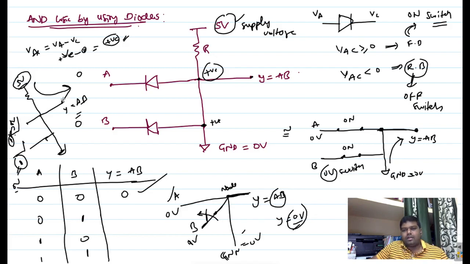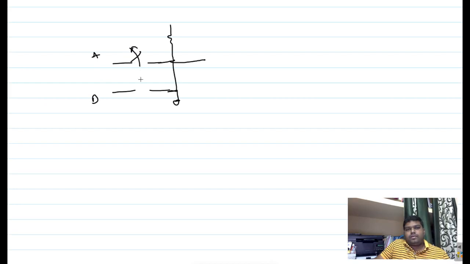Right, we don't have any current. Why? Because this output terminal is a floating terminal, so we do not connect any elements and we do not have any closed path. That means the final equivalent is like this. This is A and this is B, open switch, open switch, this is 5 volts, output equals A into B. So if you observe, this is our output. So the final circuit diagram is like this. This is 5 volts. The equivalent is like this.